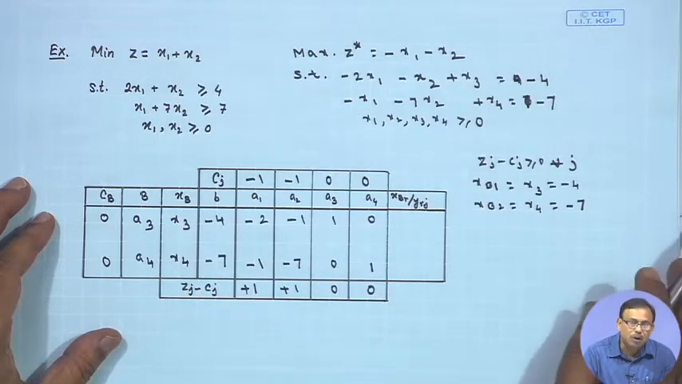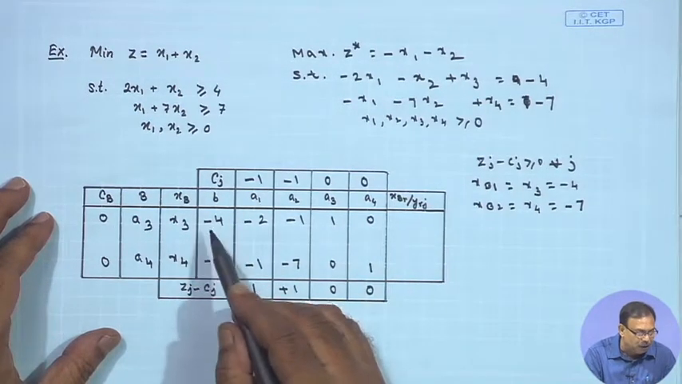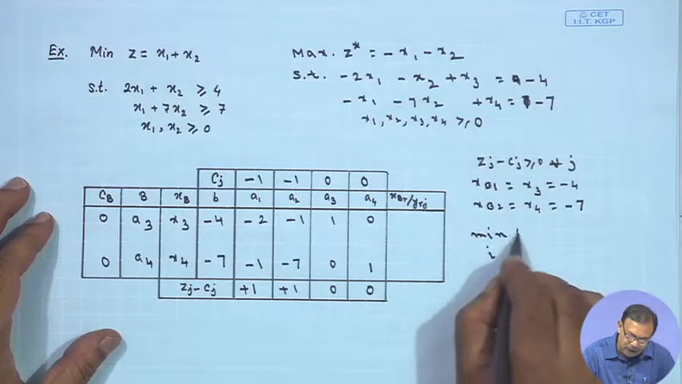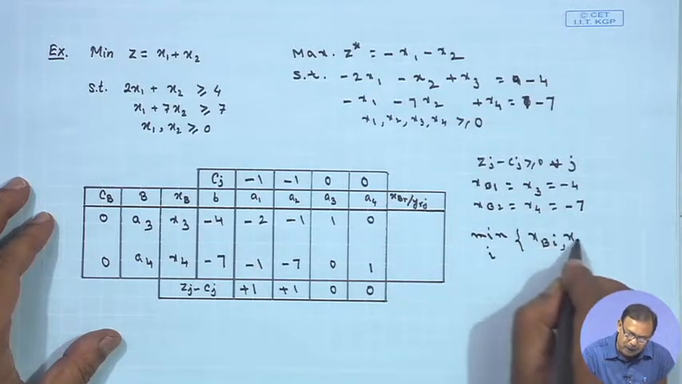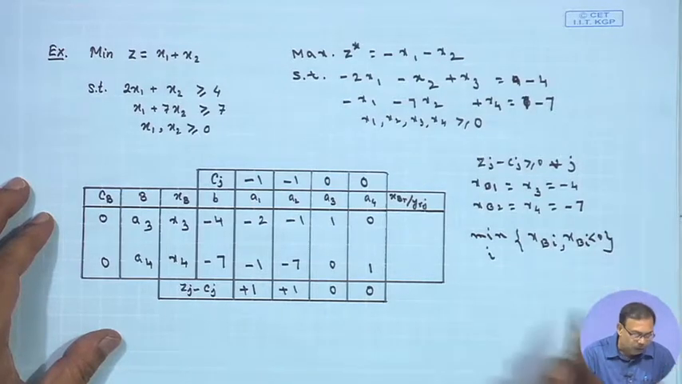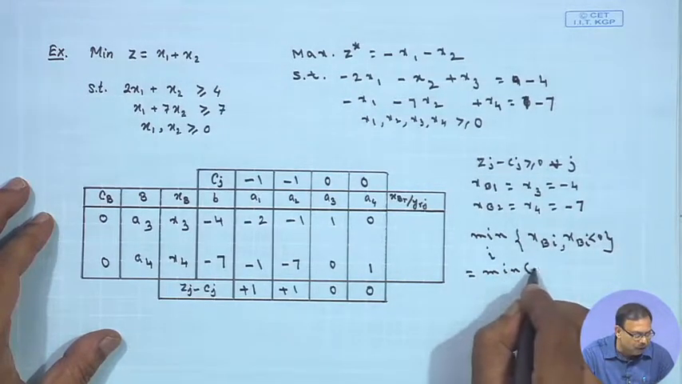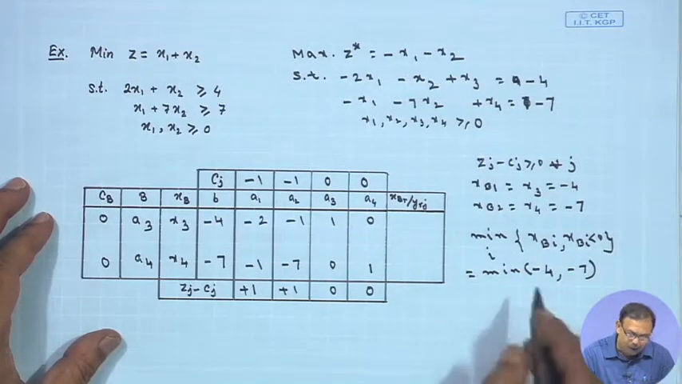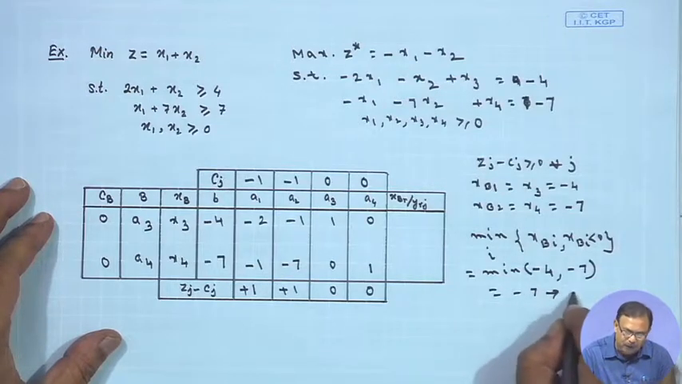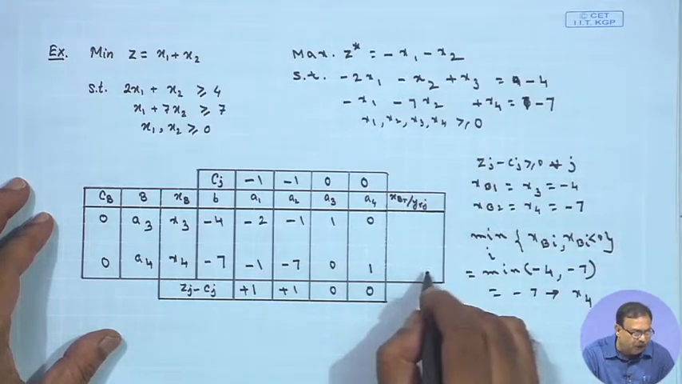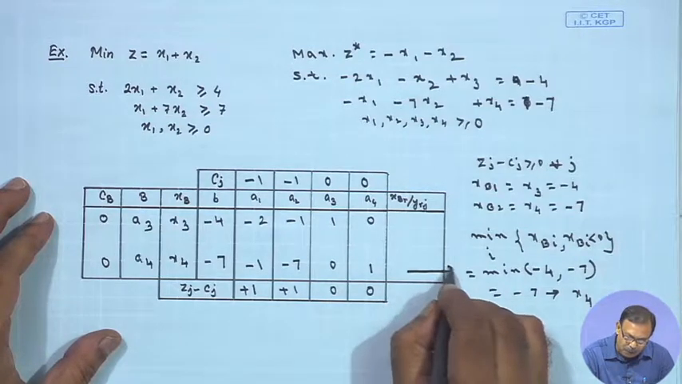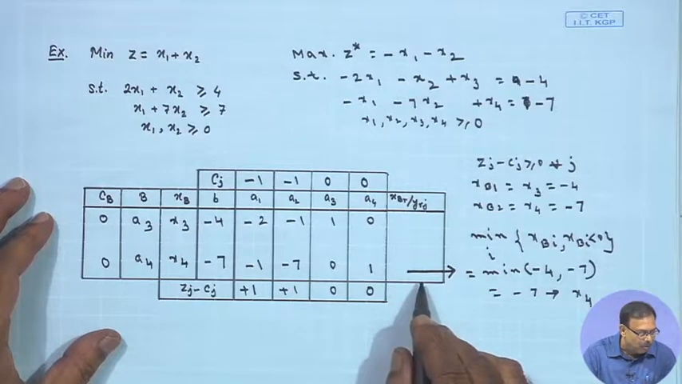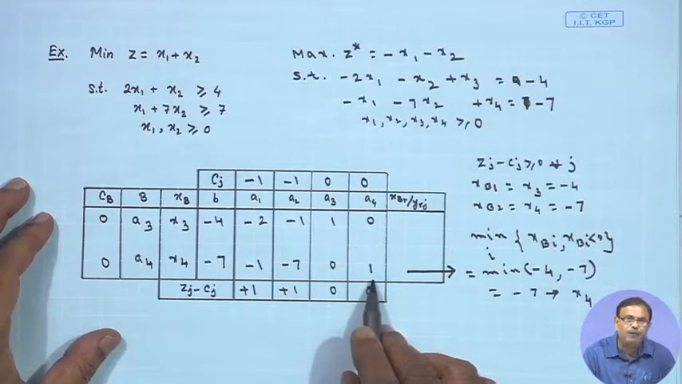So, you have to choose which vector from the basis will depart. How will I choose it? I will choose it by the minimum of x_bi, where x_bi is less than 0. So, this equals the minimum of minus 4 (x_b1 is minus 4) and minus 7 (x_b2 is minus 7). So, this is minus 7. This is happening for which variable? For x4. So, your departing variable is x4 here. This is how we calculate the departing variable. So, x4 will leave the solution.